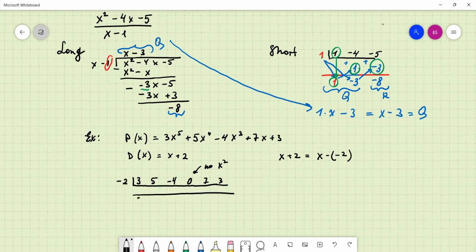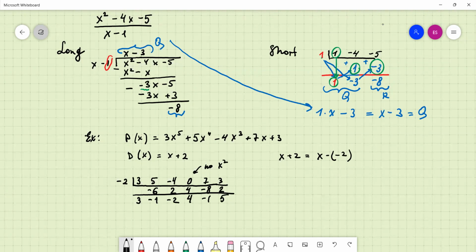So first, I'm going to copy 3 down. And then minus 2 by 3 is minus 6. Copy minus 6 here. Add them up, minus 1. Minus 2 by minus 1 is 2. Copy here. Add them up, minus 2. Minus 2 by minus 2 is 4. Add them up, 4. And minus 2 by 4 is minus 8. 7 minus 8 is minus 1. Minus 2 by minus 1 is just 2. 2 plus 3 is 5.